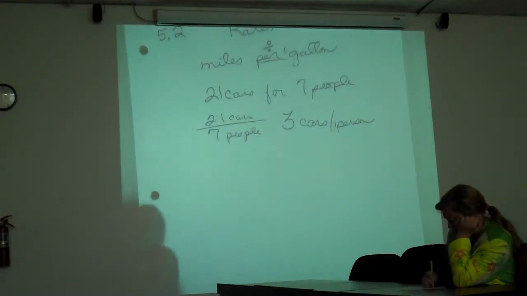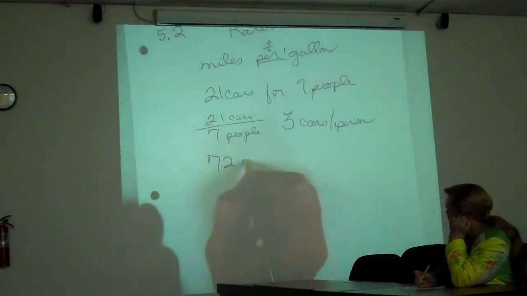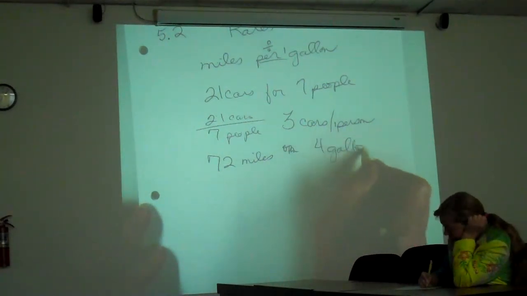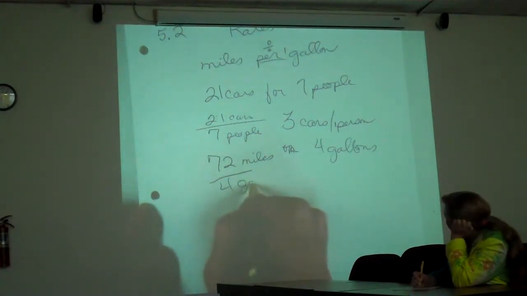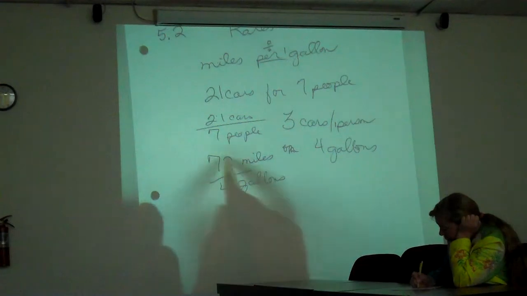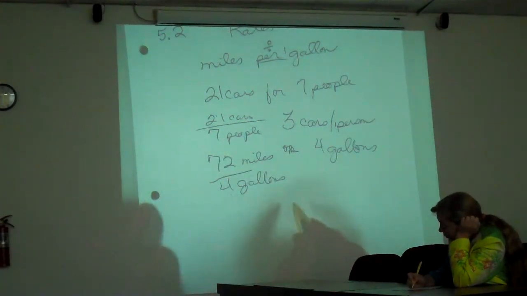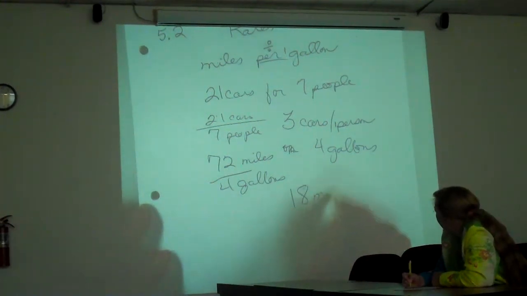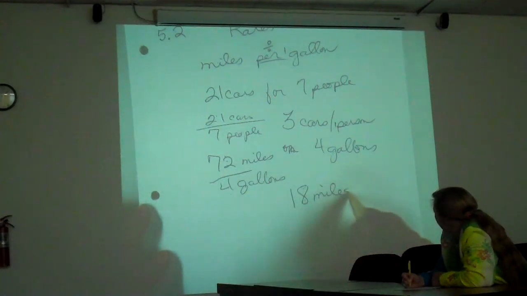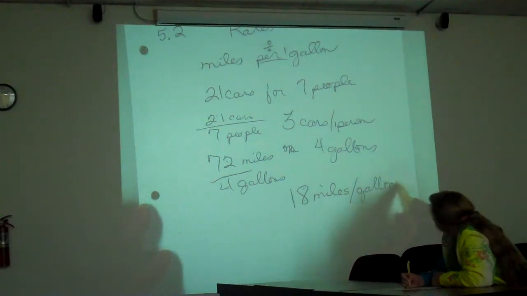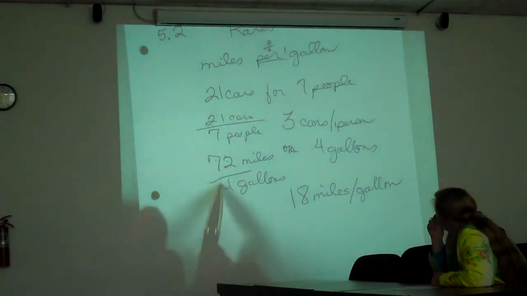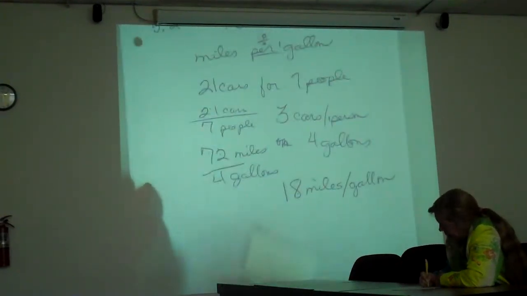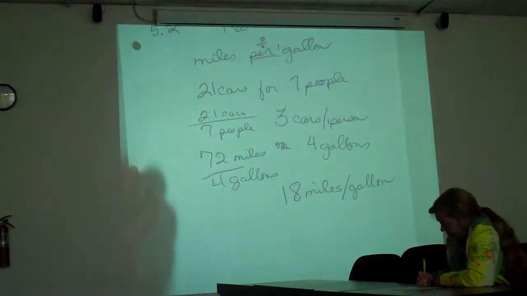Okay? So let's say you went 72 miles on 4 gallons. 72 miles, 4 gallons. 72 divided by 4. What is that? 18. When you do 72 divided by 4, it is 18 miles per gallon, for 1 gallon. So you just do the top divided by the bottom, or first divided by second, either way.